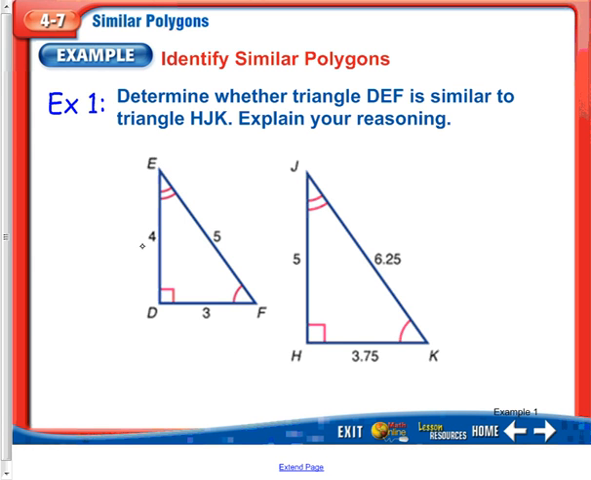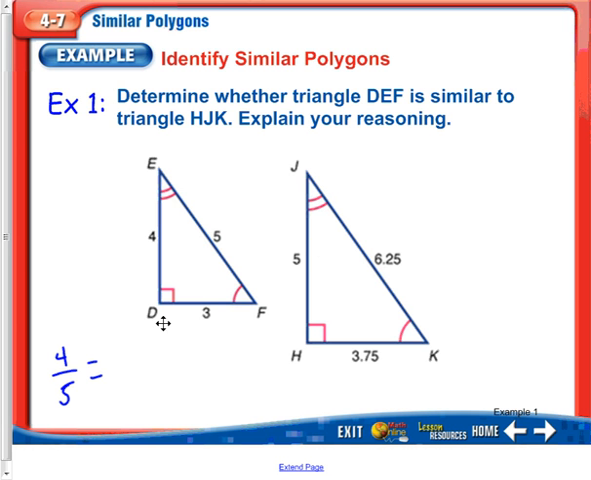Now we need to match up corresponding sides and write them all as ratios to see if they're equal. So this side right here, line segment ED would be 4, and we're going to put that over corresponding side JH, which is 5. These two are corresponding because they are between the 2-line and right angle, 2-line and right angle.